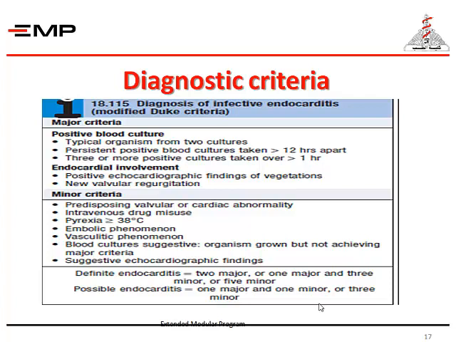While the minor criteria are the presence of a predisposing valvular or cardiac abnormality, intravenous drug abuse, fever more than 38 degrees, presence of one of the embolic phenomena, presence of one of the vasculitic phenomena, or suggestive echocardiographic or blood culture findings that are not consistent with the major criteria.